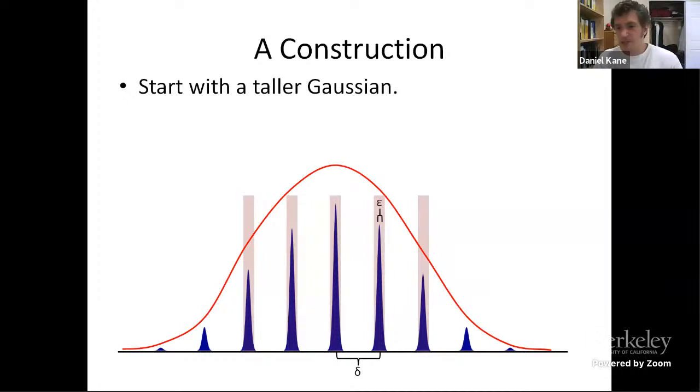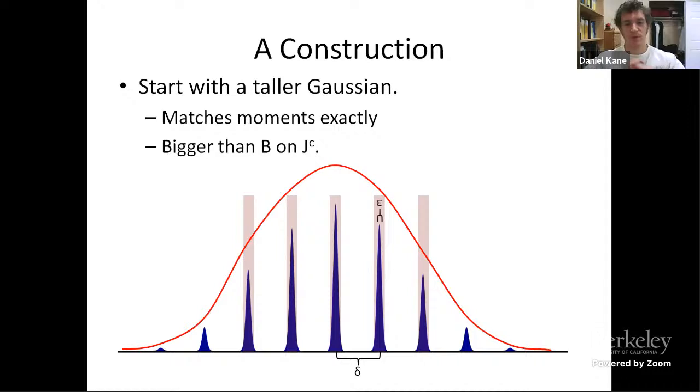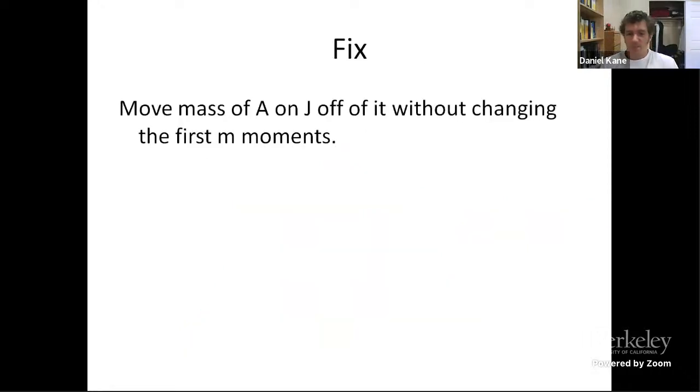We're going to start with A being just a taller Gaussian, this unnormalized thing. This matches moments exactly with a Gaussian, which is great. And it is bigger than B on J complement because we made it bigger. The problem is that we need to fix this so that A is smaller than B on J. And to do this, we've got a trick. We're going to move the mass of A that is on J off of it, and we're going to do this without changing any of the first M moments.